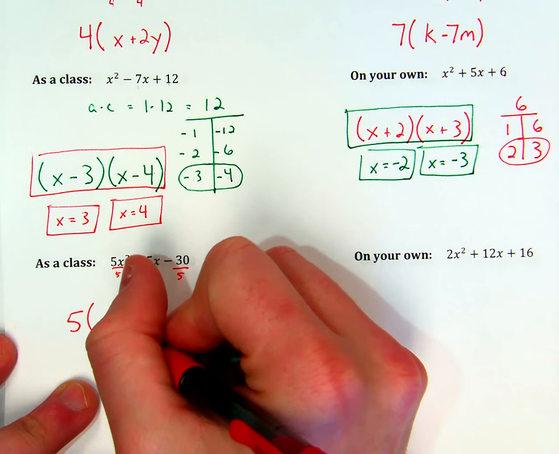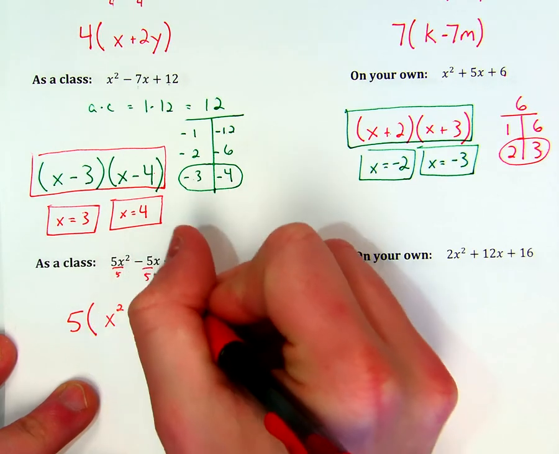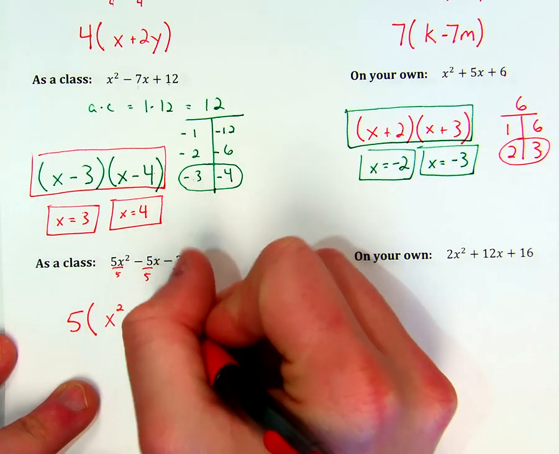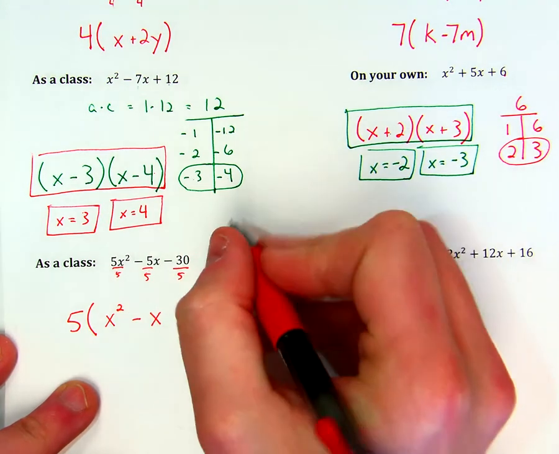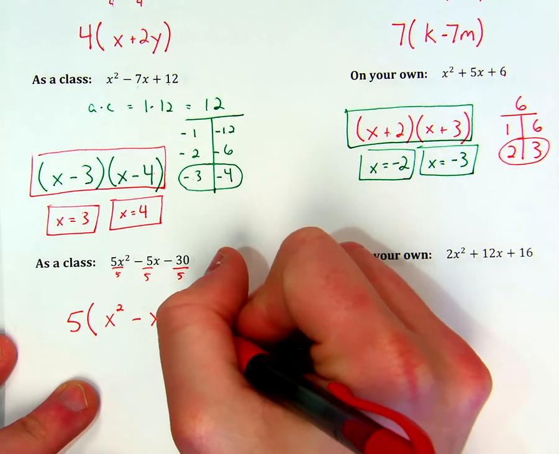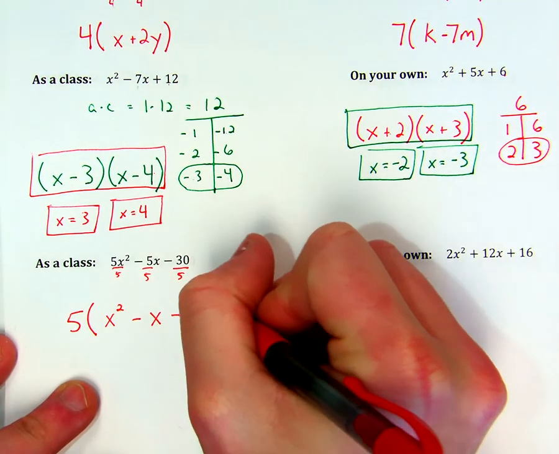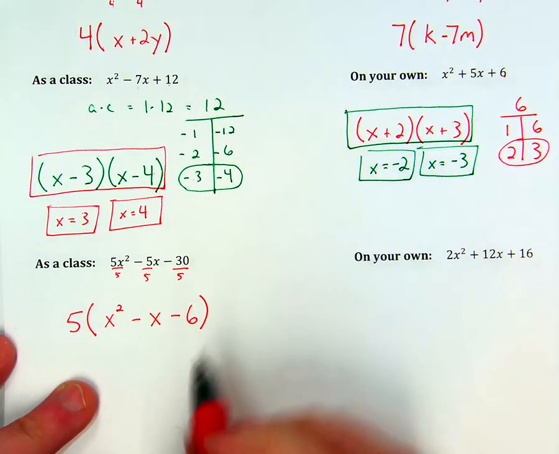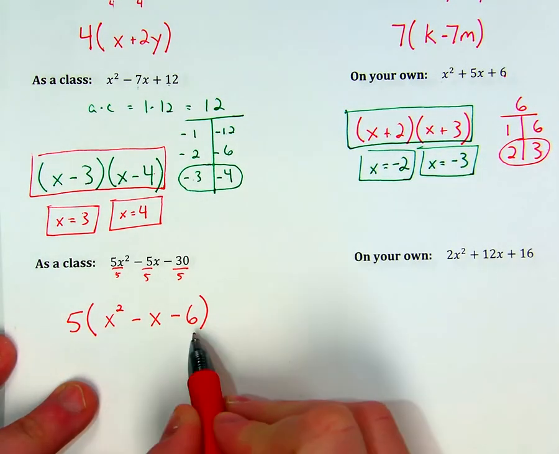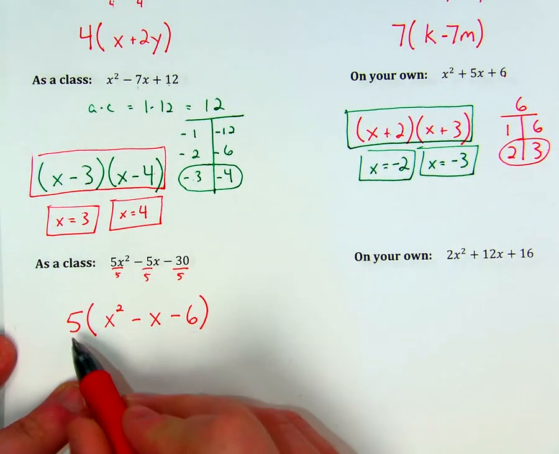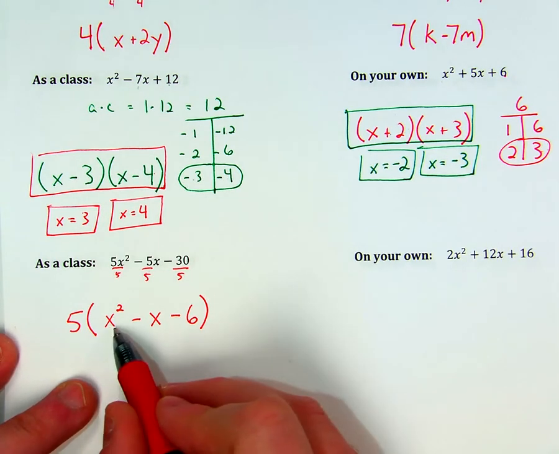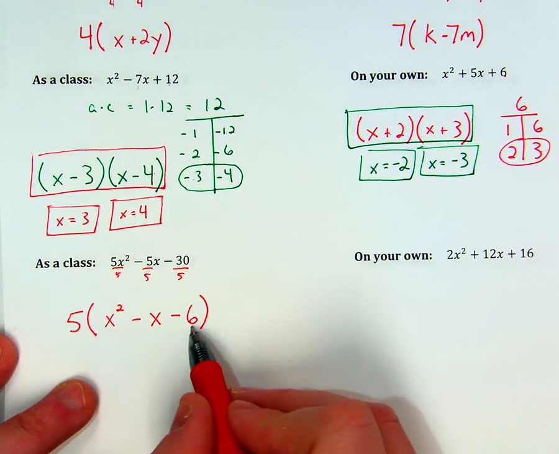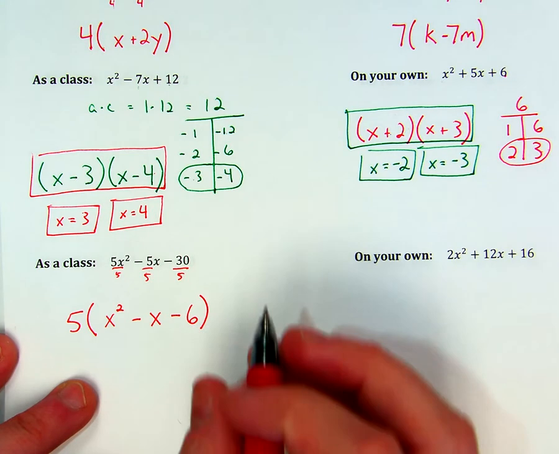5x squared divided by 5 is a single x squared. Negative 5x divided by 5 is negative 1x, or just minus x. Negative 30 divided by 5 is negative 6. From this point on, when we're trying to factor and find solutions, we're always going to keep this 5 hanging out outside of our parentheses, but we're going to follow the usual method with the terms inside of the parentheses.